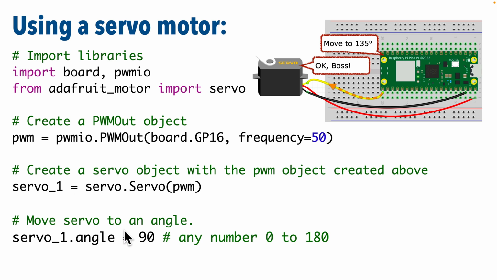Then to move the servo, we just set the servo object's angle property from 0 to 180. Let's write some code to get the servo moving, and I'll show you that sometimes the angle that you get with a servo out of the box isn't quite accurate, but I'll show you how we can fine-tune things.